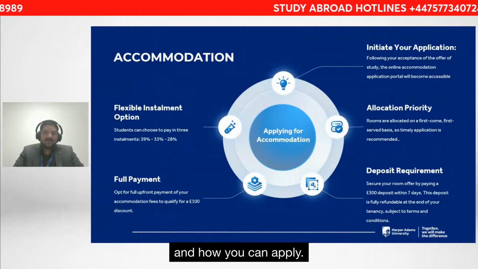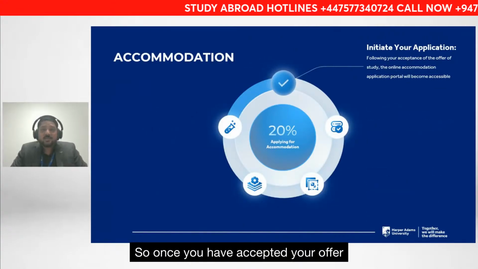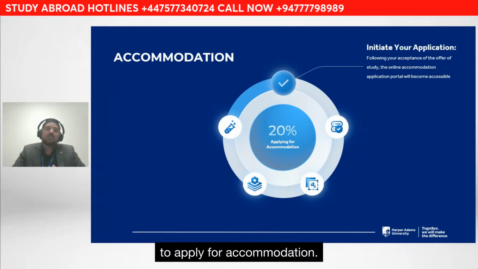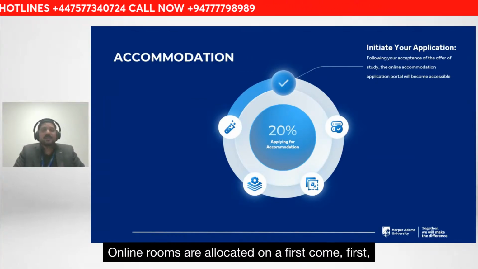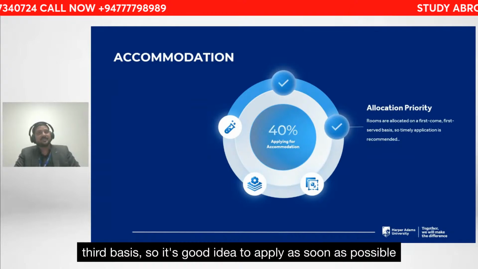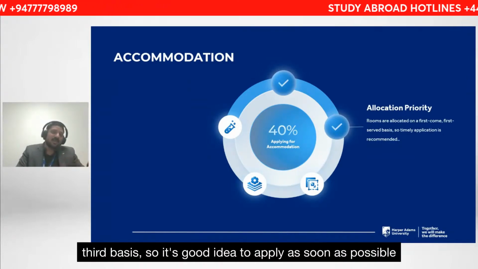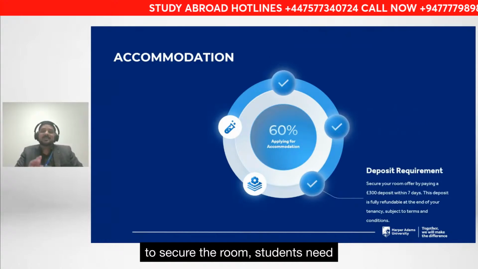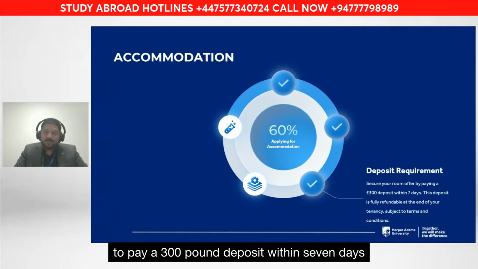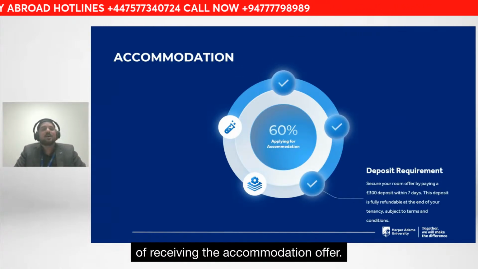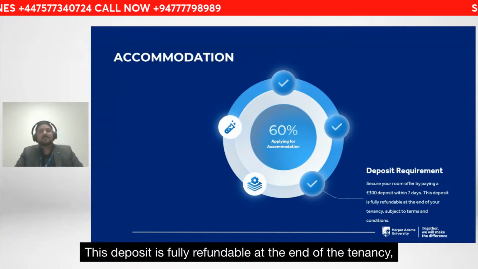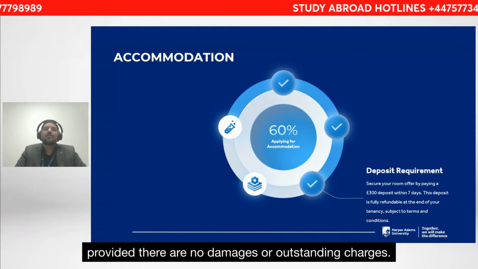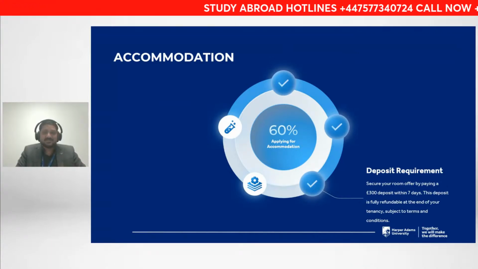And how you can apply. So once you have accepted your offer to study at Harper Adams, you will be able to apply for accommodation online. Rooms are allocated on a first come first served basis, so it's a good idea to apply as soon as possible. To secure the room, students need to pay a £300 deposit within 7 days of receiving the accommodation offer. This deposit is fully refundable at the end of the tenancy, provided there are no damages or outstanding charges.